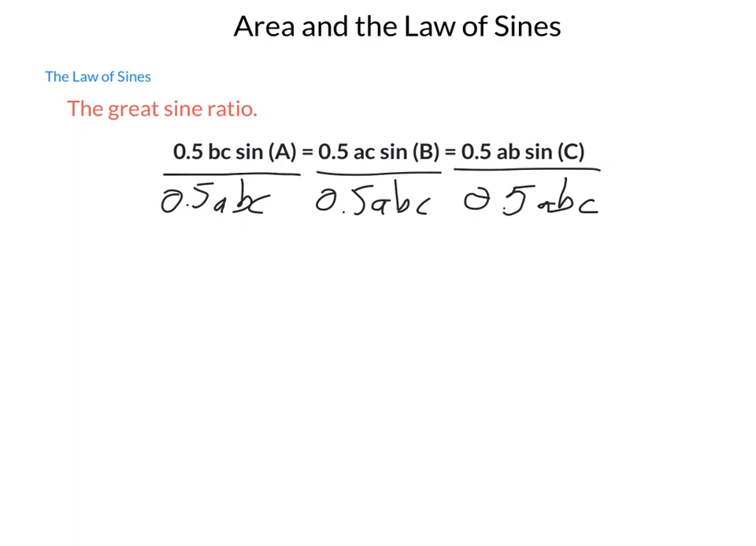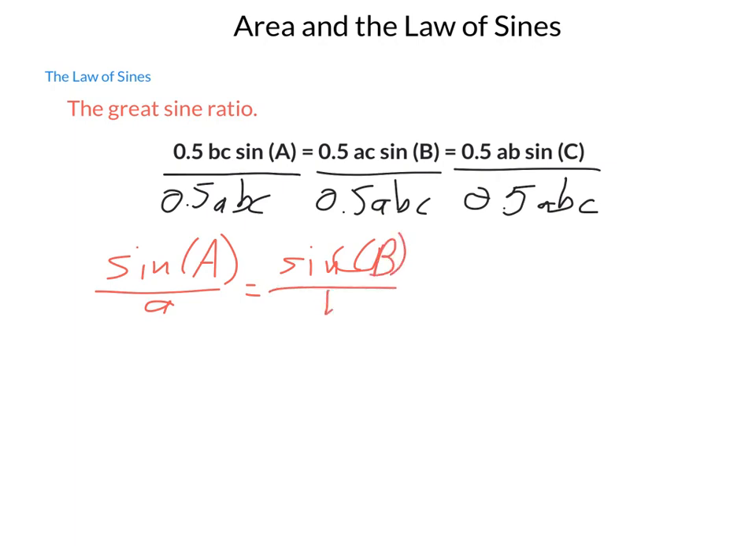What I will come out with is the sine of A over side length A is equal to the sine of B over side length B, which will be equal to the sine of angle C over side length C. So in any triangle, the sine of an angle and the length of the leg opposite, or the side opposite it, will be constant through that triangle.